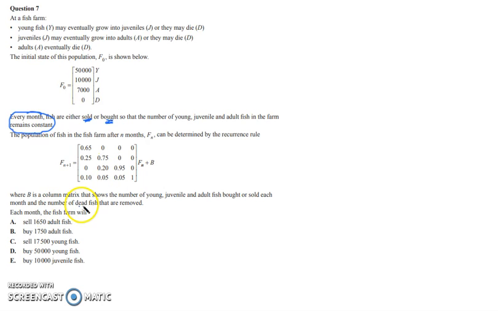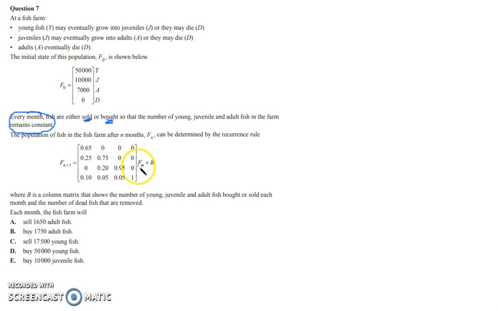Each month, the fish farm will... We've got a couple of different scenarios here. We need to find which one of these is correct. The first thing that I think we should do is work out what the value of F1 will be if we did not sell or buy any more fish, which is the matrix B.